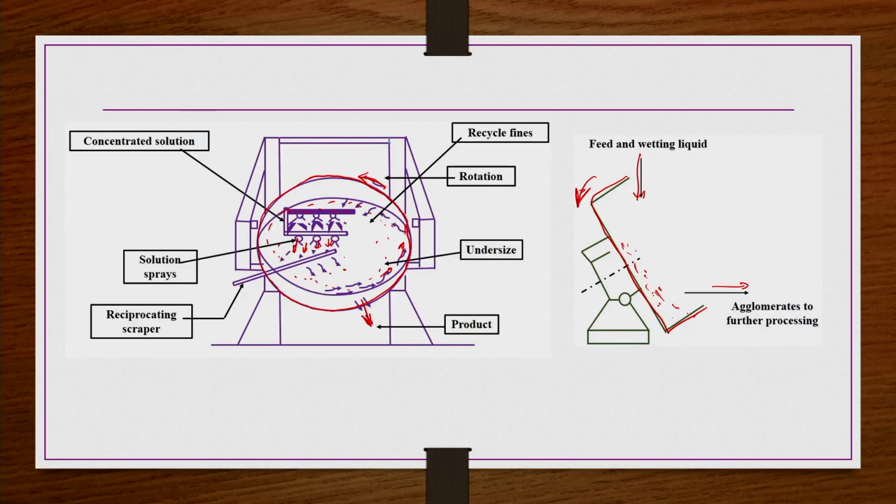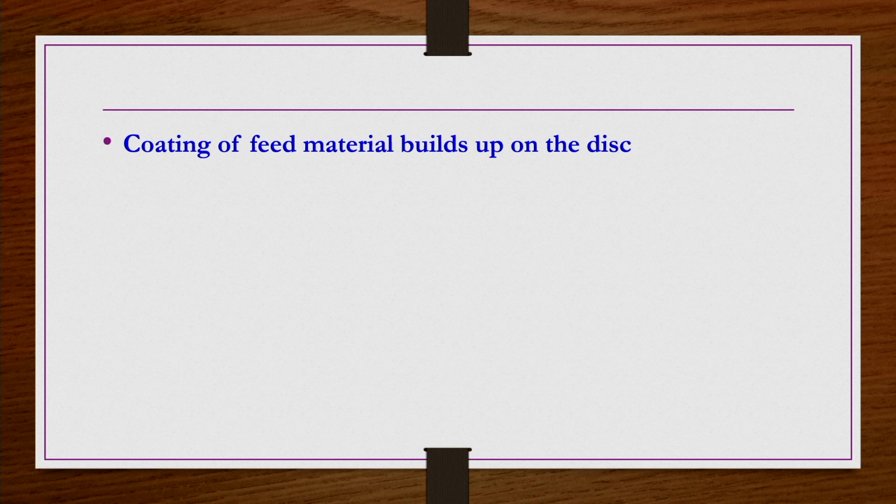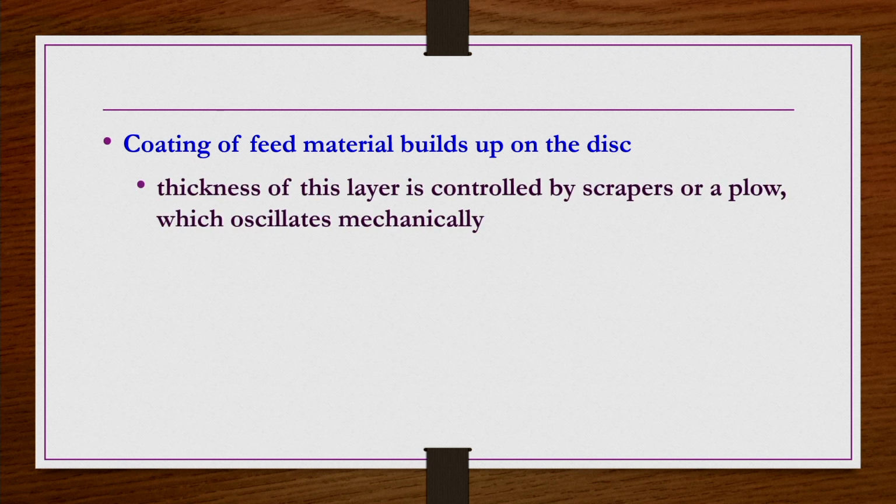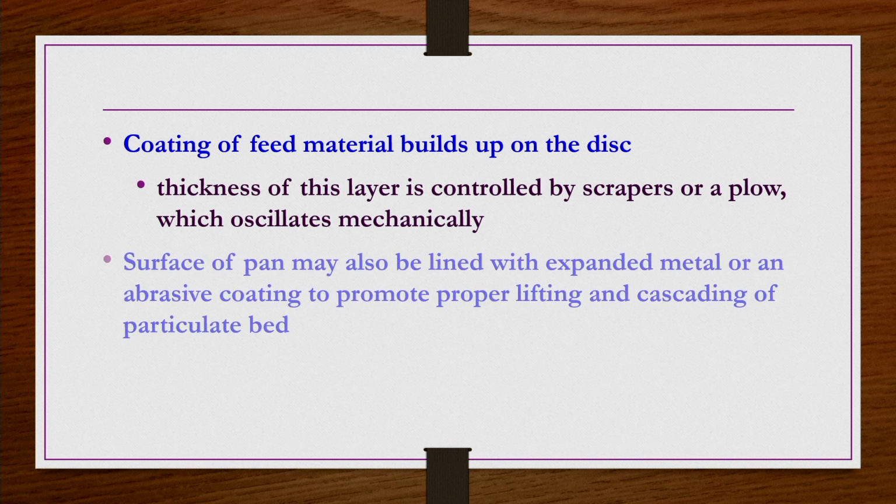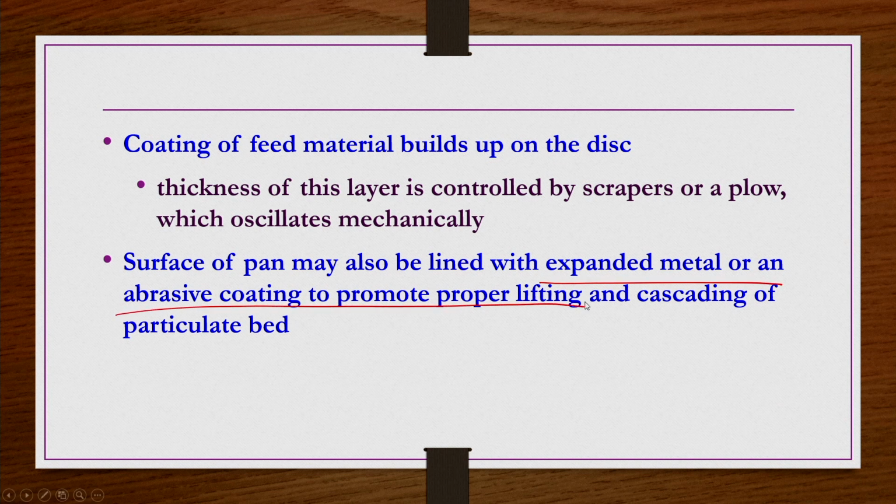In general, they are taken to further processing because they have to be dried as well, right. So, this is about the disc granulator. What happens here is that the coating of feed material builds up on the disc. The thickness of this layer is controlled by the scrapers or a plow which oscillates mechanically. Surfaces of the pan may also be lined with expanded metal or an abrasive coating to promote proper lifting and cascading of the particulate bed. So, on the pan we have, in general, let us say this is the pan.